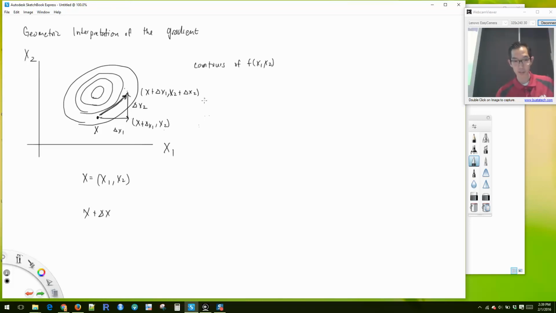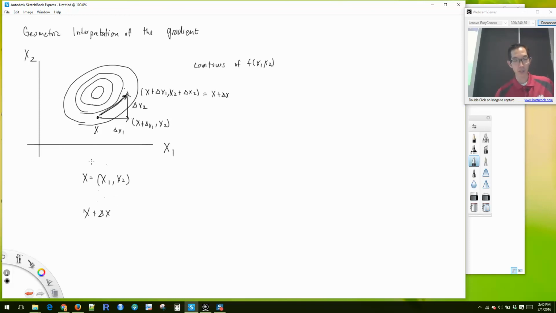And effectively, what is the difference between the value here and the value here? They should be at different contours, and basically the height difference, if you're imagining this to be like a contour map, what's the height difference from here to here as we shrink delta x down to 0? That's going to be the gradient, okay?